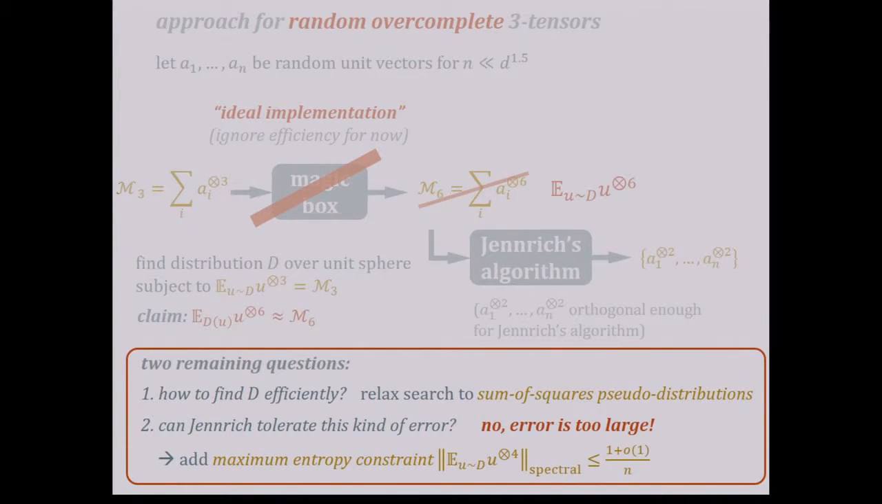What do you mean by the spectral norm of the rank 4? Yeah, that's a good question. So here, reshape it as a d squared by d squared matrix. Yeah, of course, I should have said that. I was hoping no one would ask.